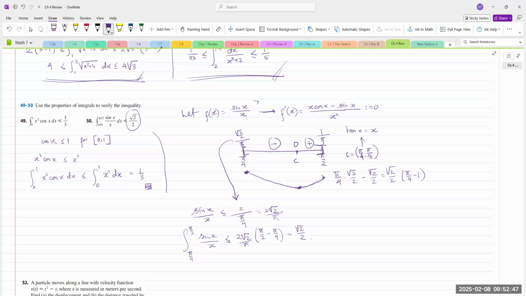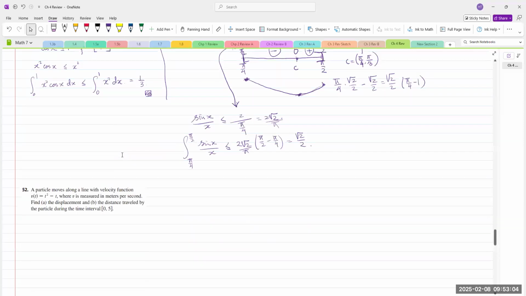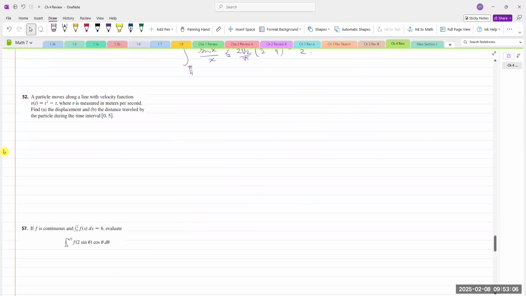This is clearly positive on pi over 4 to pi over 2. Okay, so then we continue with that. Now we get the inequality. Oh, this is the question I spent the most time on. My bad, I'm sorry. Number 52.